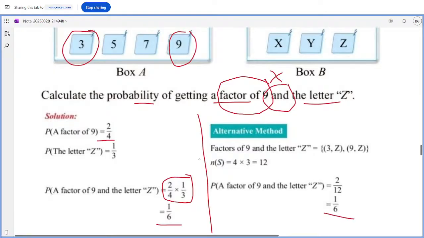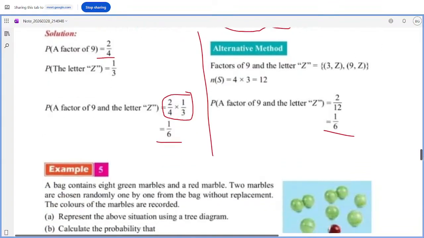Okay, understand? Both of you? You can show either one. Depend on you guys. Okay, can. Alright.